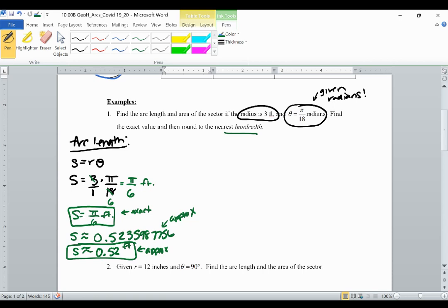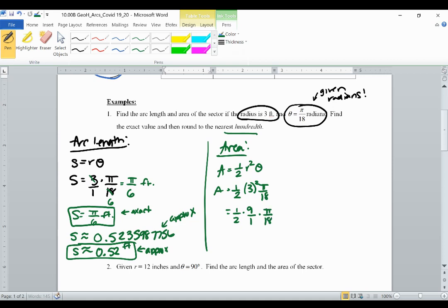Now let's talk about the area of the sector. We're going to use our formula, which is 1/2 r squared theta. So we're going to put in our radius, which is 3 squared, and theta is pi over 18. I'm just going to simplify here. 3 squared is 9. Since we already have fractions, I'm going to write everything as a fraction. And then again, I can cross reduce. I know 9 goes into 18 twice. So I'm left with pi over 4.